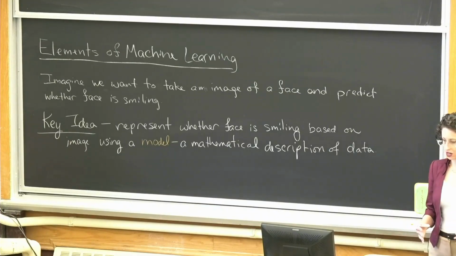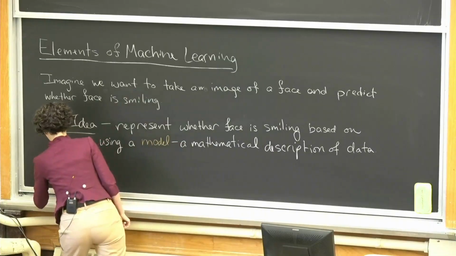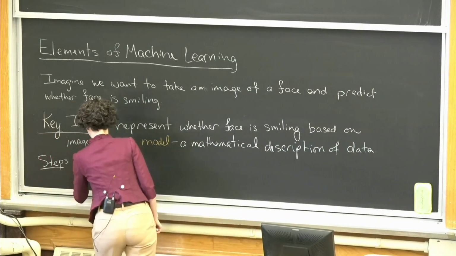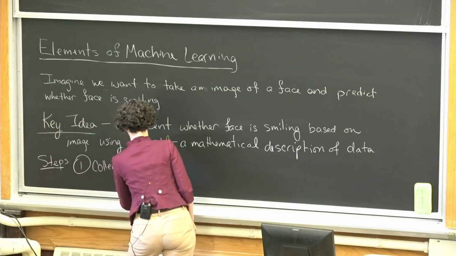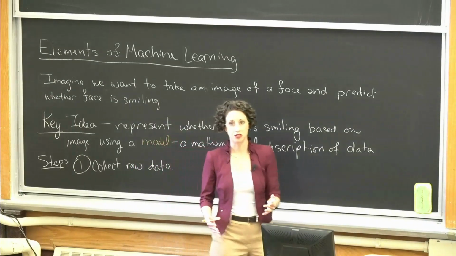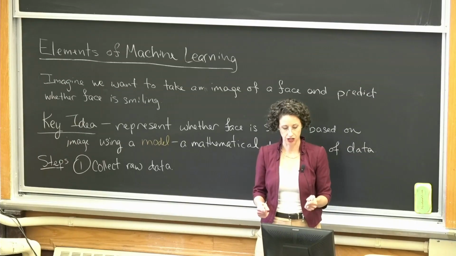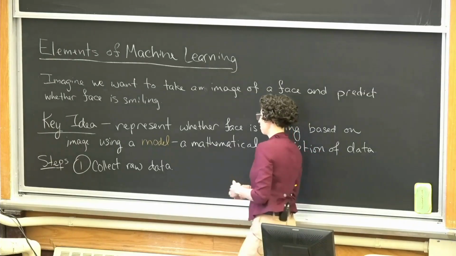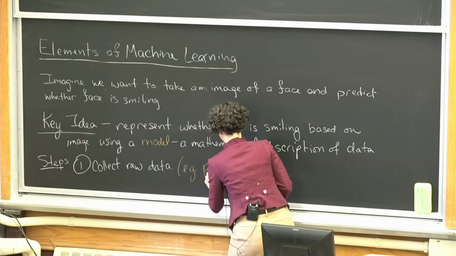And so the first step in this process is to collect raw data. So what we need are a whole bunch of images representing different faces with different facial expressions, some smiling and some not smiling. So this would be e.g. photos of faces.